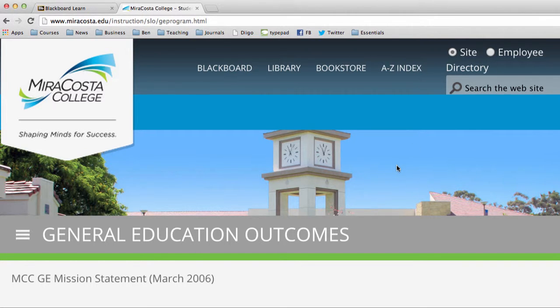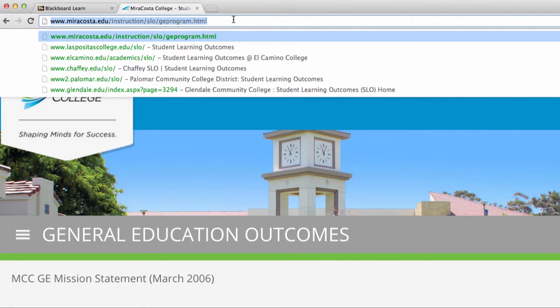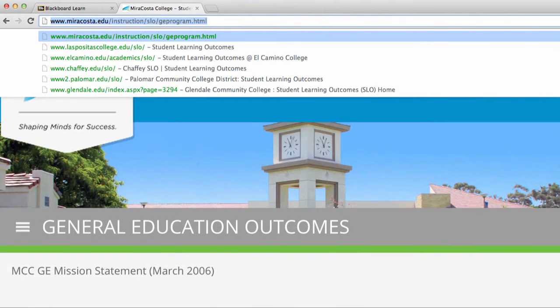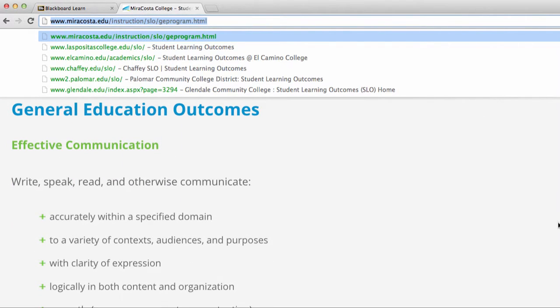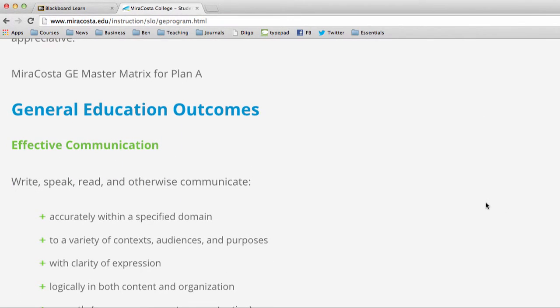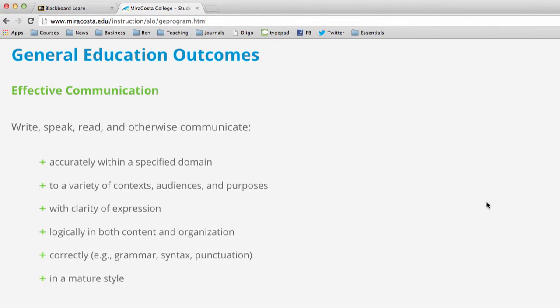So you get to the GE outcomes by going to the link on the top of the page, the link I provide in the instructions for this assignment. And then to get to the actual outcomes, you scroll down the page and you'll see that there are green categories, and then there are specific outcomes below each category. And we're interested in writing about the specific outcomes below each category.